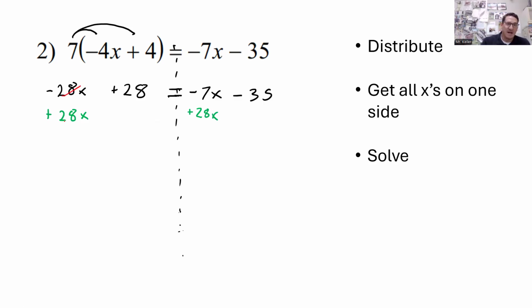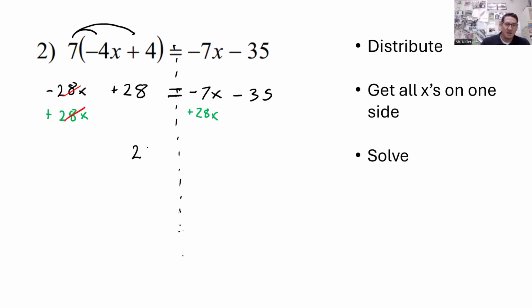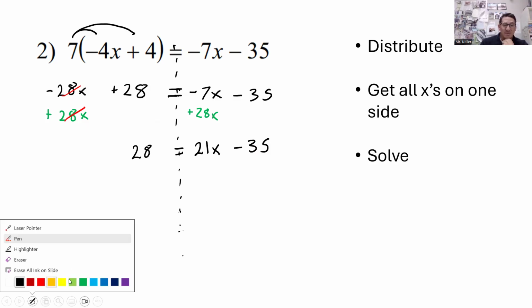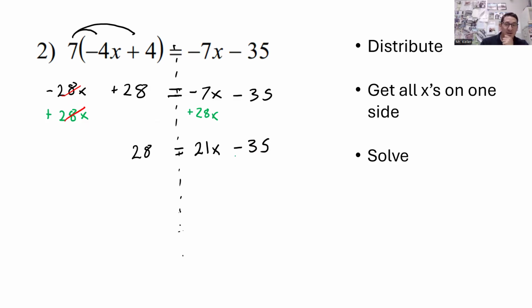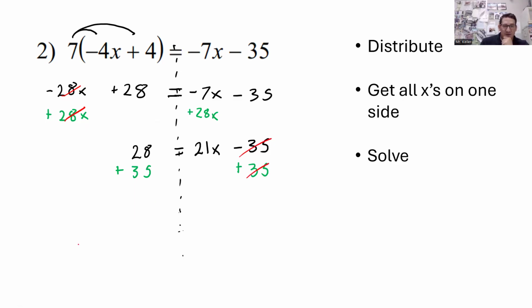-28x plus 28x cancels out. What's left on the left side there is just a 28 is equal to -7x plus 28x. That is positive 21x. Bring down the minus 35. Now to get x by itself, the x is on the right side of the equation, so I need to eliminate the minus 35. So I'm going to add 35 to both sides. Minus 35 plus 35 cancels out. So all I have on the right side of the equation is 21x. 28 plus 35 is 63.